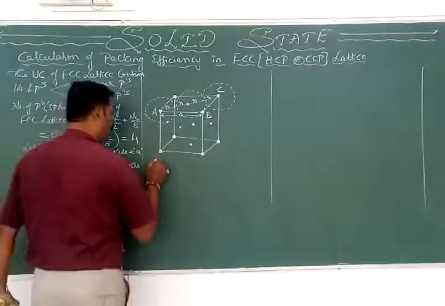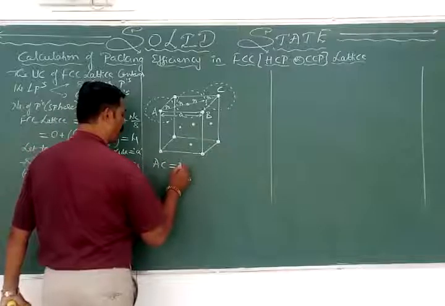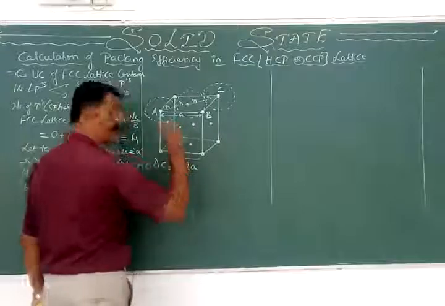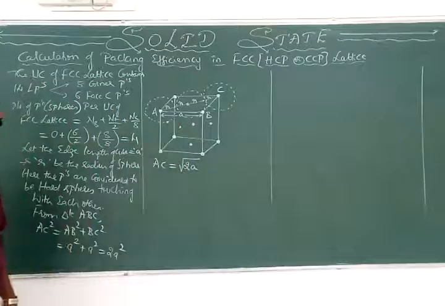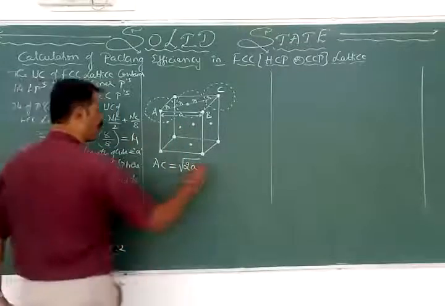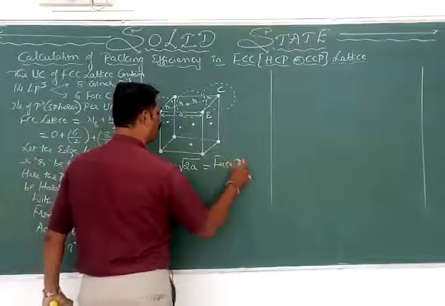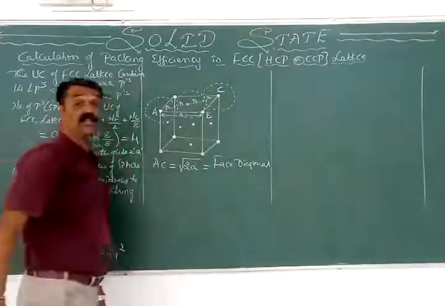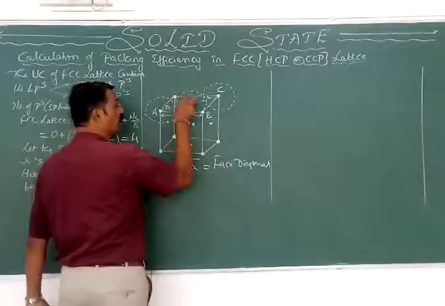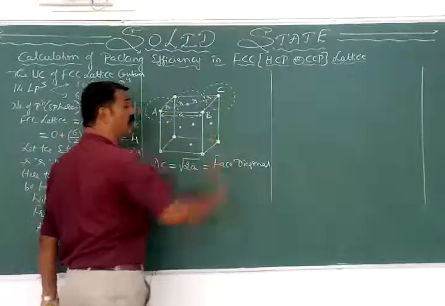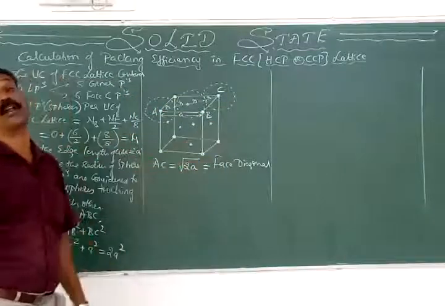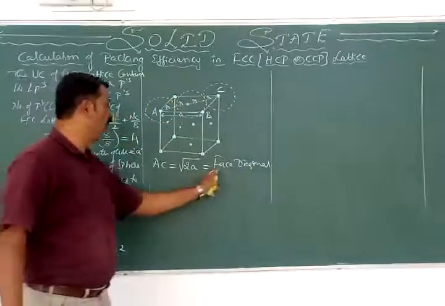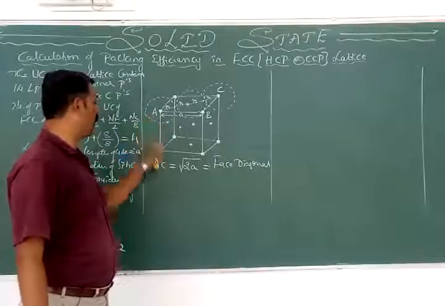Therefore, AC is equal to root of 2 into A. What is AC here? It is root of 2 into A. And this is called what diagonal? Face diagonal. This AC is called the face diagonal, because this face centered particle is in contact with the two diagonally related corner particles. Therefore, AC is found to be the face diagonal, and that is root of 2 into A.